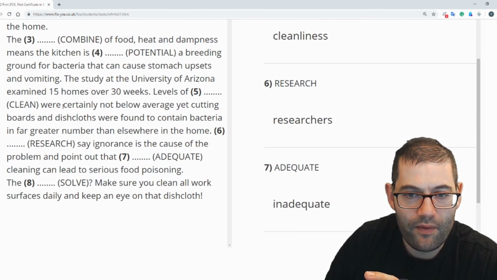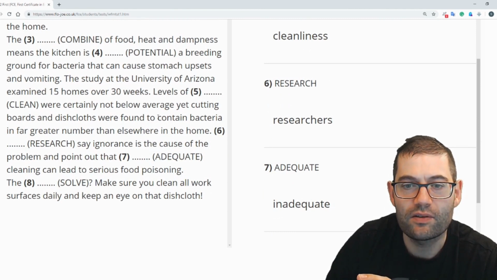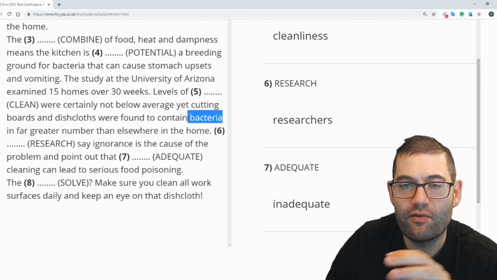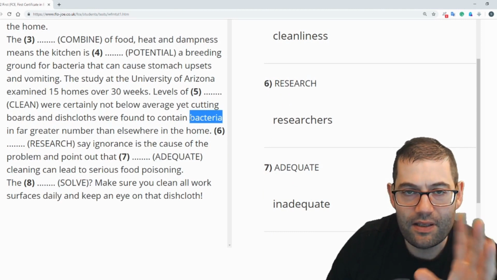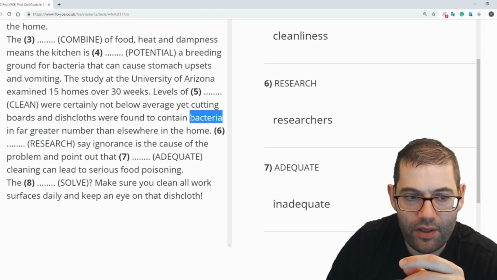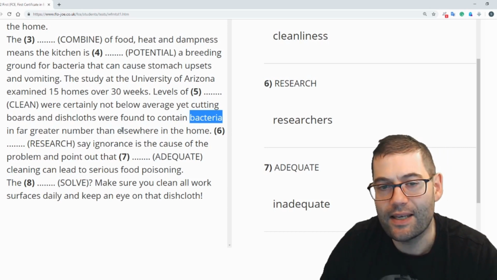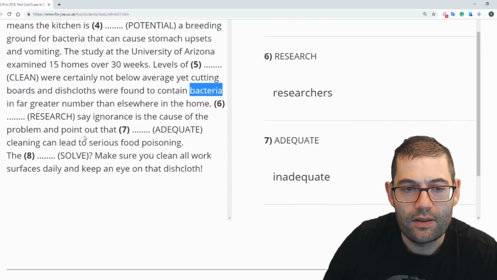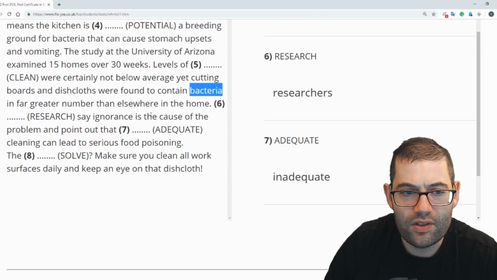Were certainly not below average, yet cutting boards and dishcloths were found to contain bacteria. Remember, bacteria is singular and plural, so please don't say bacterias, just bacteria, in far greater number than elsewhere in the home. Now, research say ignorance is the cause of the problem.